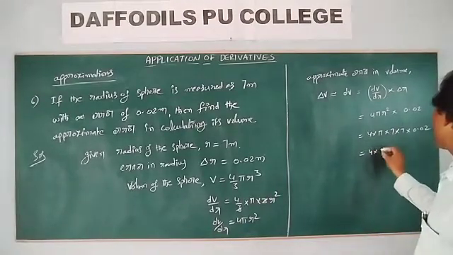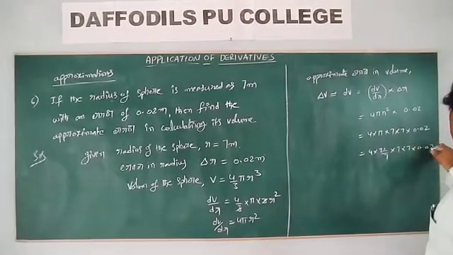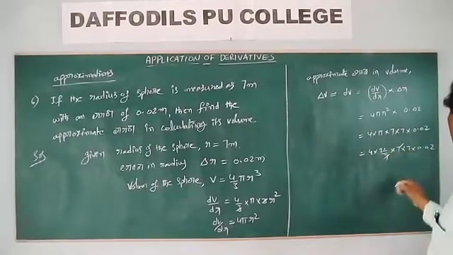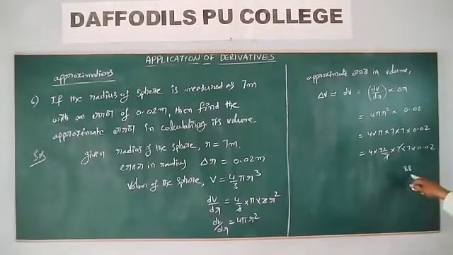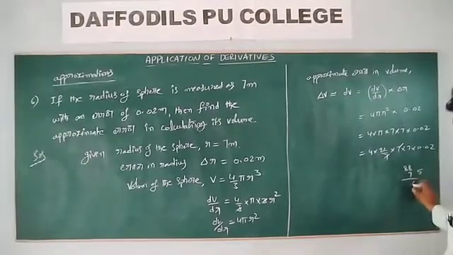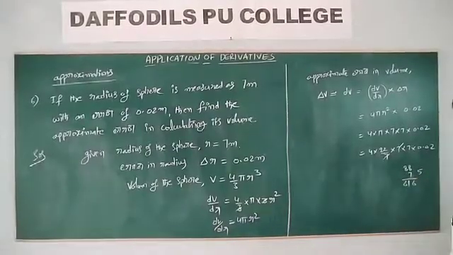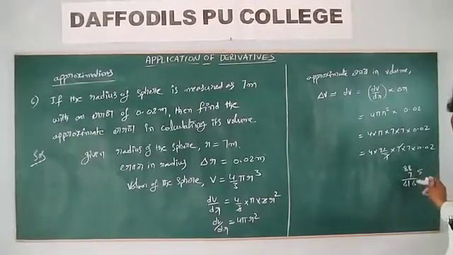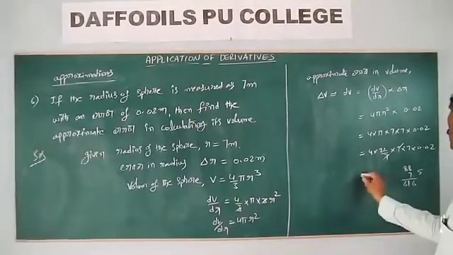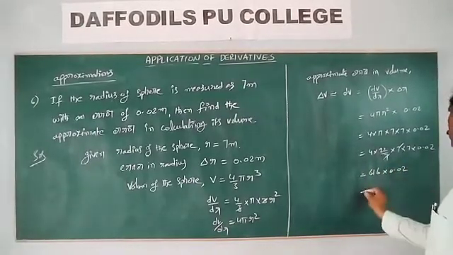Direct pi can be written as 22 by 7. 7 into 7 into 0.02. 7 cancels, and we get 88. 88 into 7: 7 8s are 56, 56 plus 5 is 61. Okay, 616. 616 into 0.02.